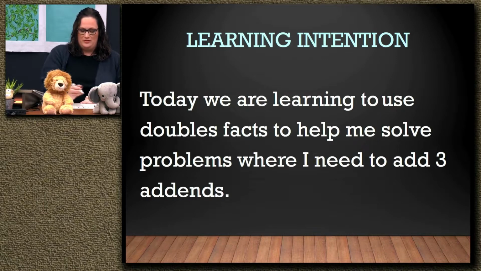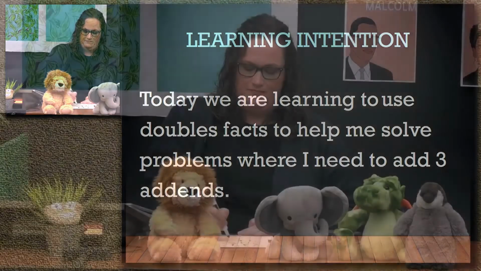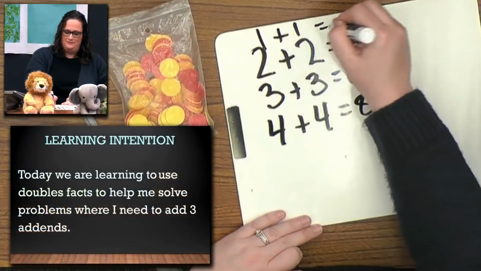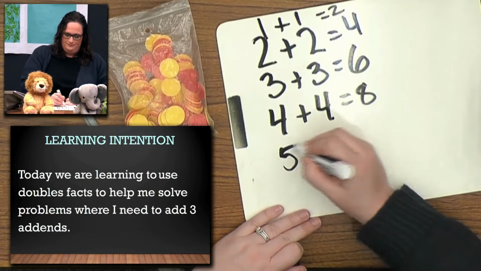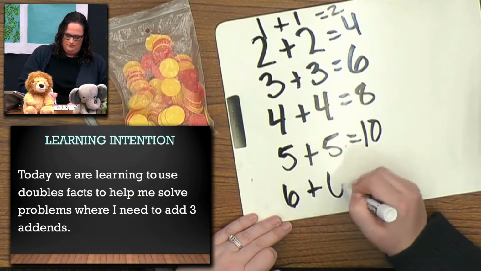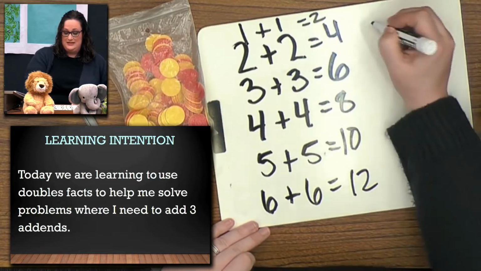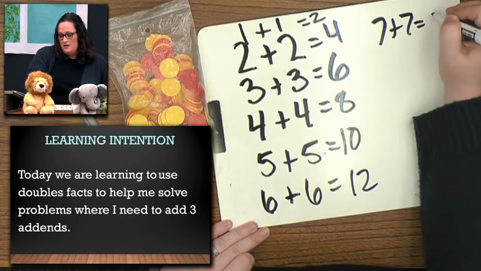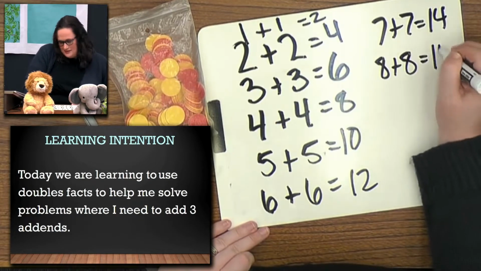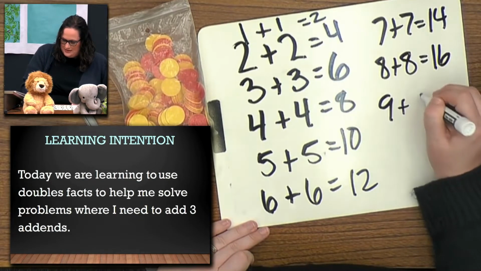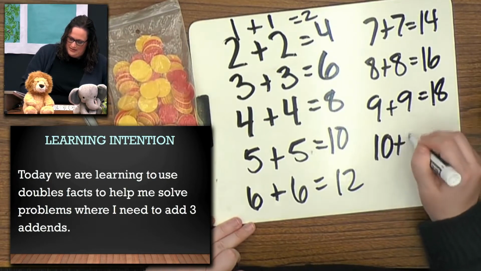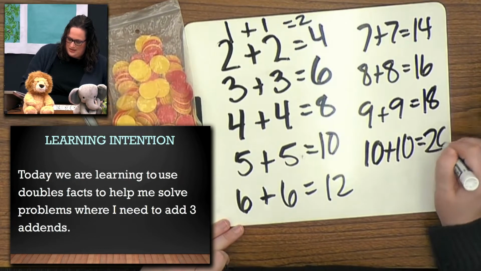You can show the whiteboard, Mr. Kevin, while I'm doing it. Oops, I forgot 1 plus 1. That's an important one. Seven plus 7 is 14. 8 plus 8 is 16. 9 plus 9 is 18. 10 plus 10 is 20.